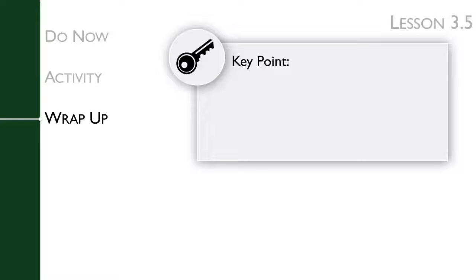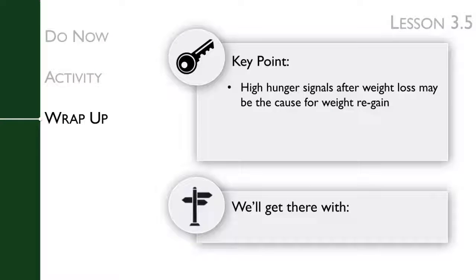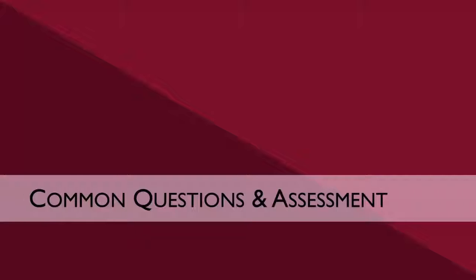The key point of this lesson's wrap-up is that high hunger signals after weight loss, even after a year, may be a cause for weight regain. We'll get there by having a short discussion. You will ask your students to connect how hunger signals may contribute to obesity.